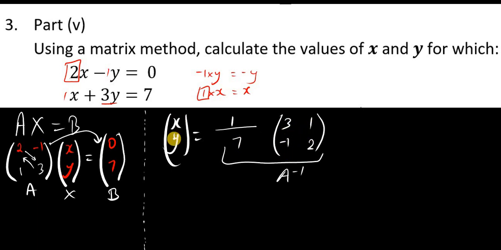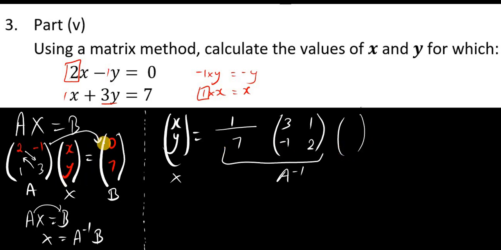Matrix X with components X and Y is A inverse times B. AX equals B. When we transpose A, it becomes X equals A inverse times B. And so we have our X matrix. We have the equal sign, of course, as we have here. A inverse, which is all of this, 1 over the determinant times the adjoint. Now we need to write the B matrix. Let's write that down. And the B matrix is the matrix with components 0 and 7.